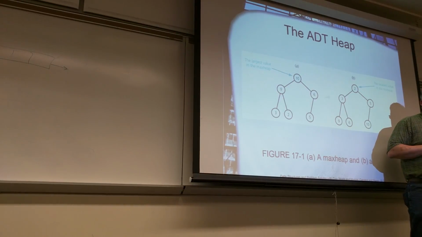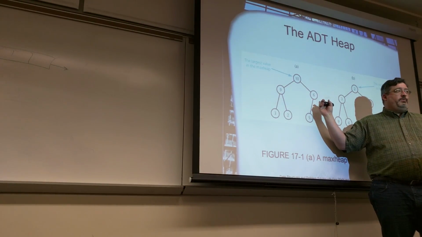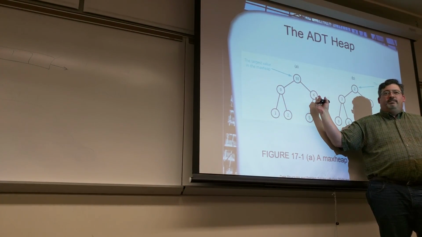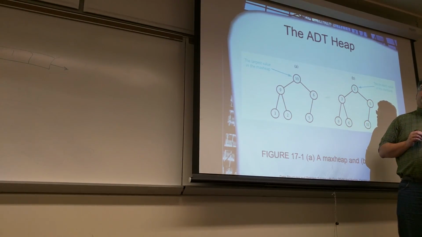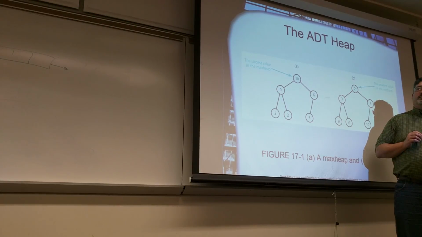Left is bigger than the right. So, right is bigger than left. Do we know that the right is bigger than the left? No. We do know that each layer, the children of that layer are less than all of the nodes of the layer we're talking about. But no, we don't.